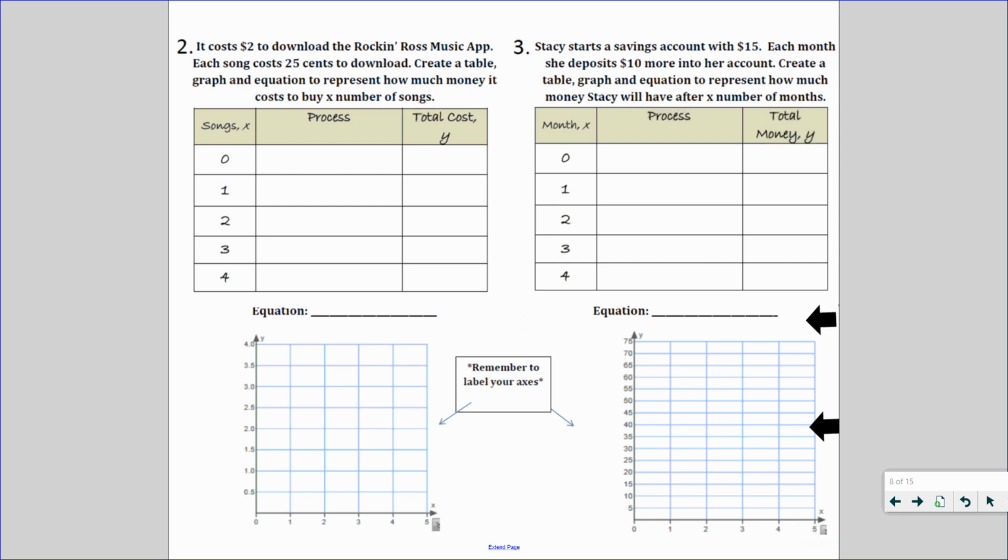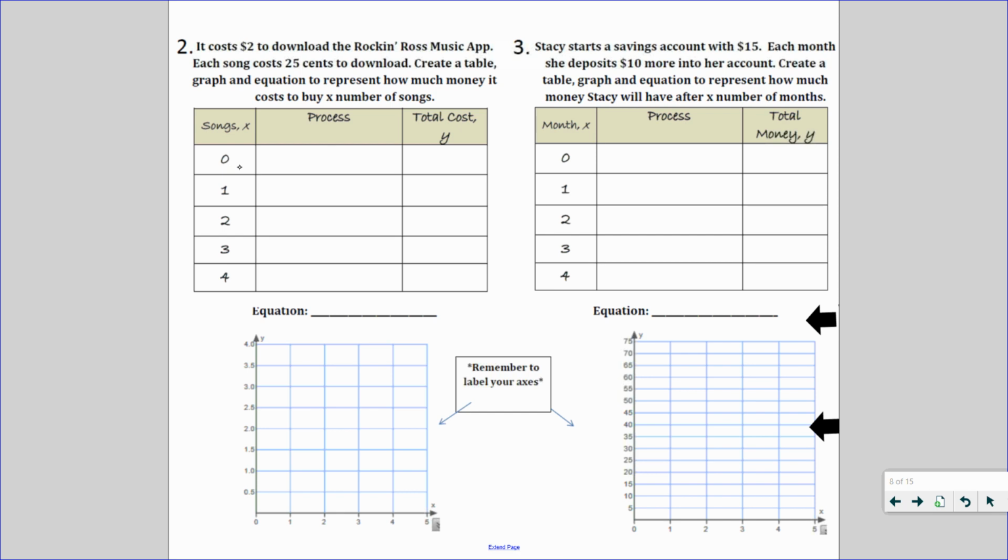So now you're going to be given a verbal situation. Can you create a table, equation, and graph from it? Some people can create the equation first, then the table, then graph. There's many different ways. It costs $2 to download the Rock and Ross music app. Each song costs 25 cents to download. Create a table, graph, and equation to represent how much it costs to buy x number of songs.